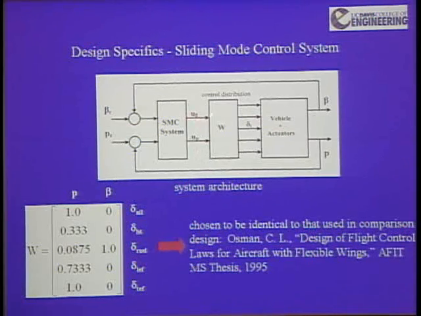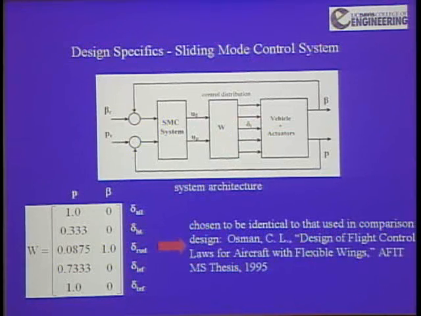And we only have 2 outputs that we're interested in, side slip and roll rate. So we create what's called a square control system. Okay, the number of outputs equals the number of commands. What happens, how do you get 2 into 5? You use what's called a control distribution matrix. You distribute those 2 controls to the effectors.